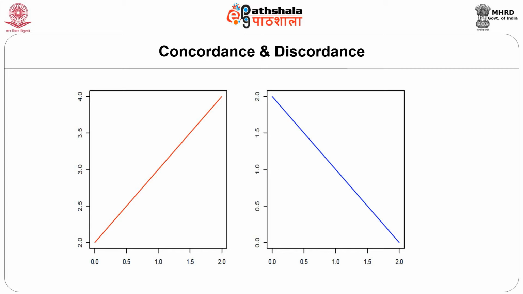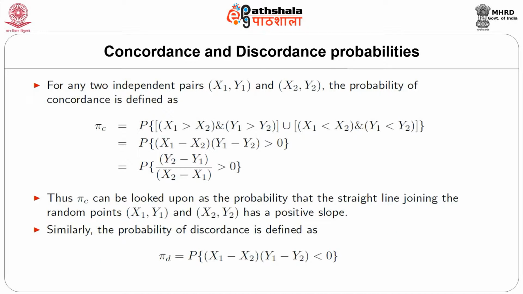Actually, concordance is indicated by a straight line with positive slope, and discordance is indicated by a straight line with negative slope. So what are the concordance and discordance probabilities? The probabilities of concordance and discordance are invariant under order preserving transformations, and hence a measure of association can be developed by the combinations of these probabilities.